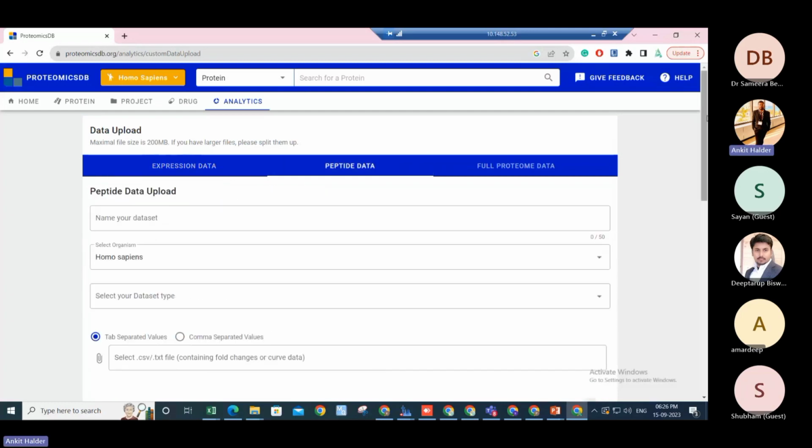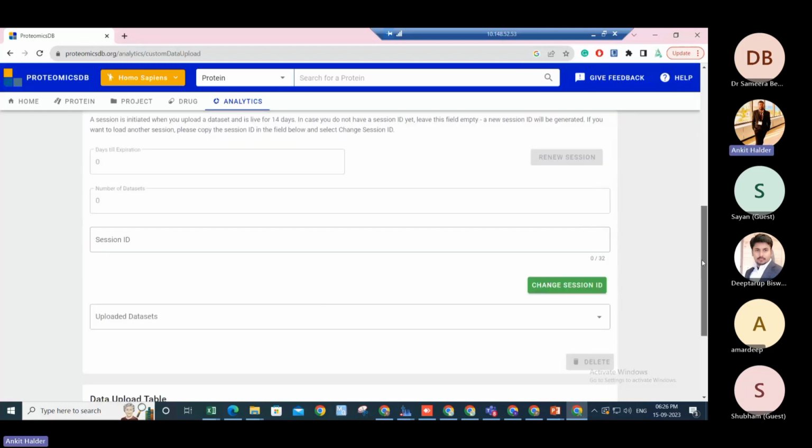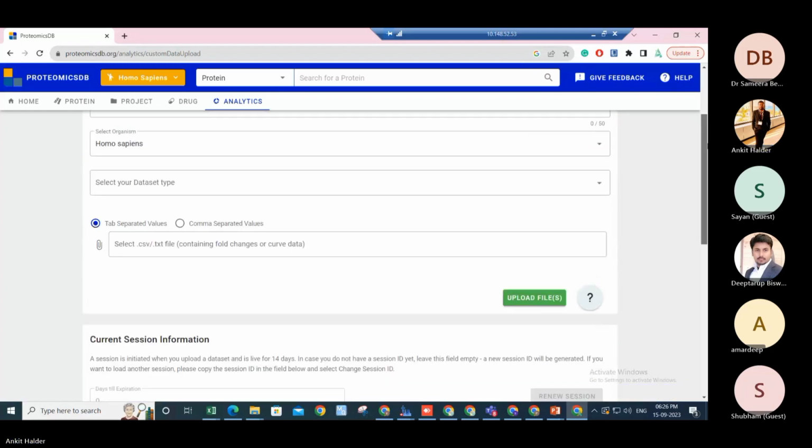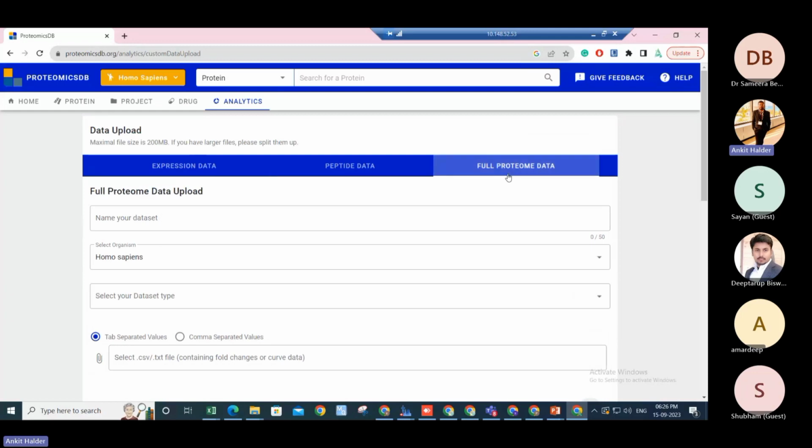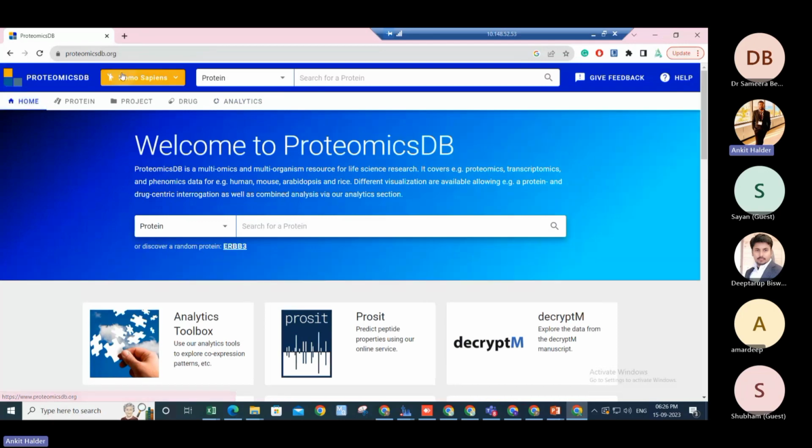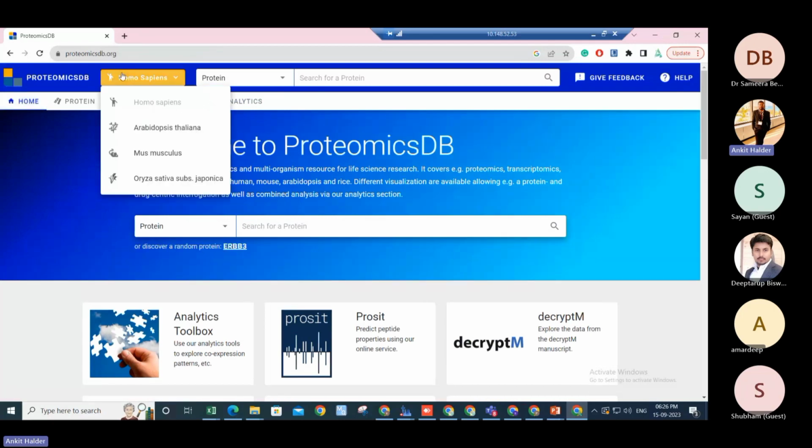Then you have your peptide level data, and then your full proteome data upload. Here you can visualize and understand your peptide level data as well. But let us go here. As you have seen in the paper, they mentioned that they are including other organisms as well, but we will be looking only at Homo sapiens.